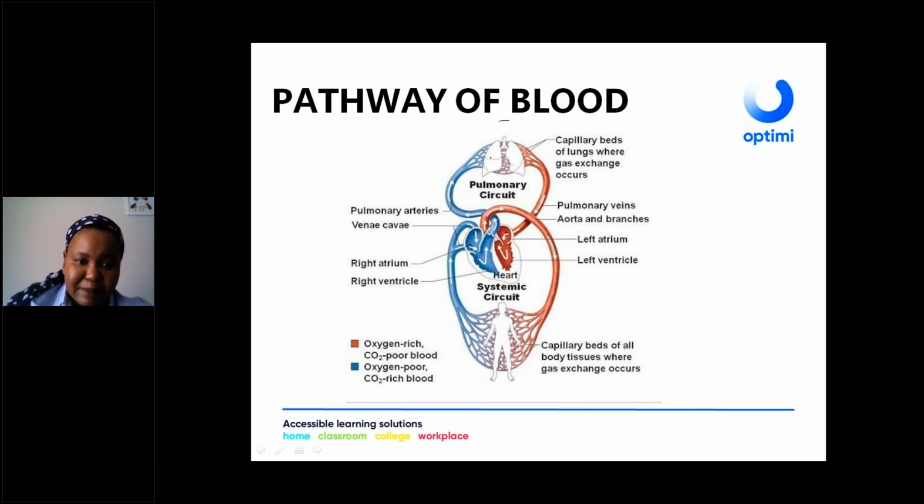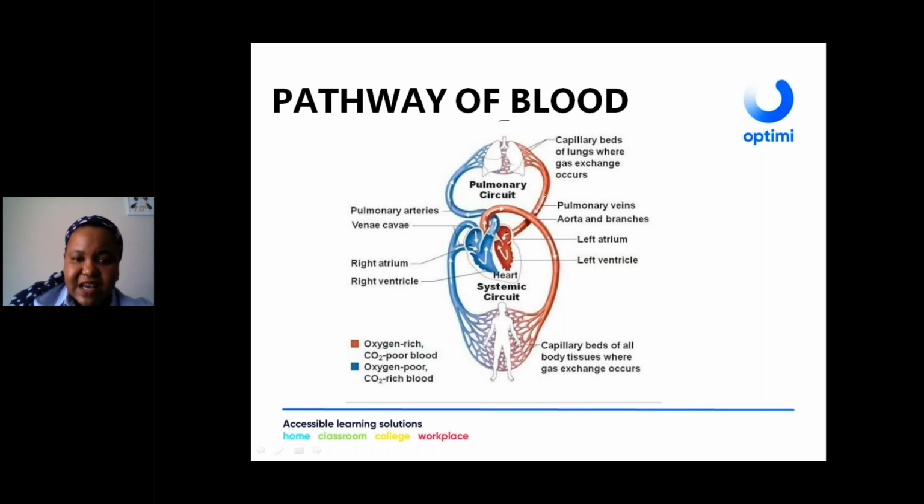Now, in the lungs, what happens is it will drop off carbon dioxide. Remember, the blood is coming from the body, it's deoxygenated. It has low oxygen, but it is high on carbon dioxide. So when it gets into the lungs, it will drop off the carbon dioxide, and then it will pick up the oxygen that we inhaled. From there, it will now be oxygenated. Now, the oxygenated blood will be taken into the pulmonary veins.